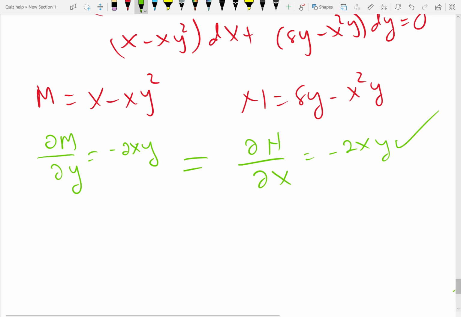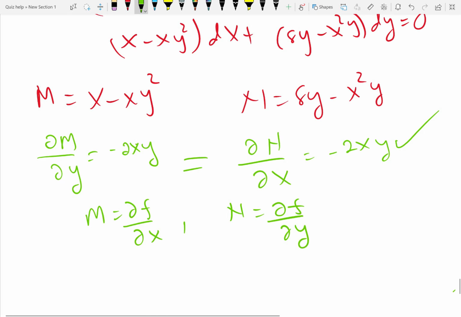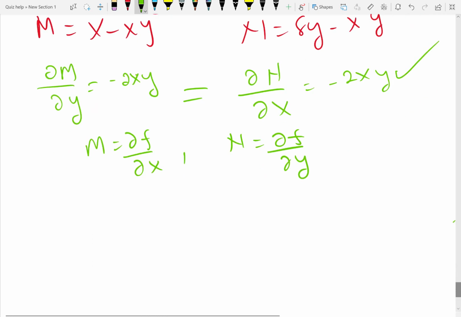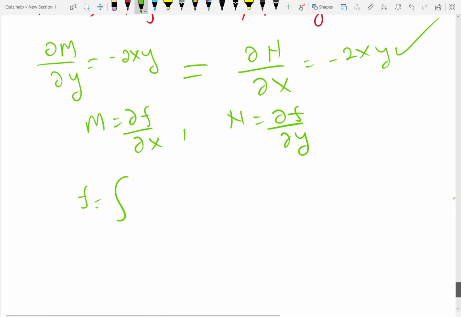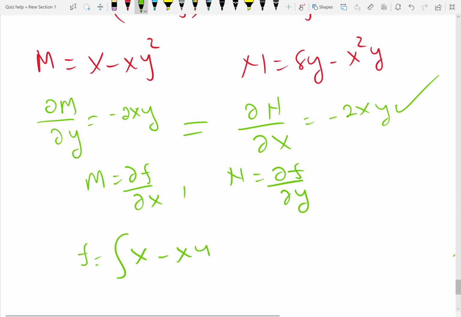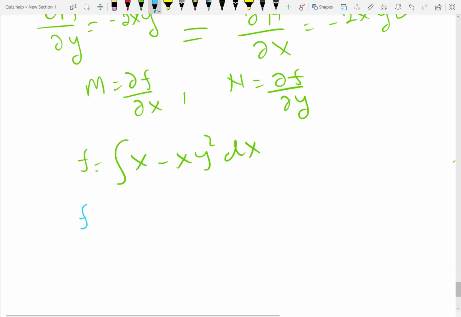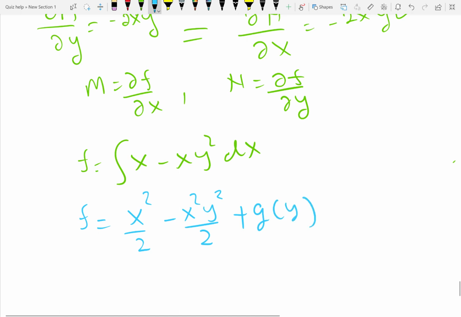Since they are exact, we know M is the partial derivative of f with respect to x, and N is the partial derivative of f with respect to y. Let's pick M, because it's a simple function, though you can pick any really. So f should be the integral of M, x minus xy squared, with respect to x. If you integrate with respect to x, this is x squared over 2 minus x squared y squared over 2 plus a constant, which is a function of y because you integrated with respect to x.